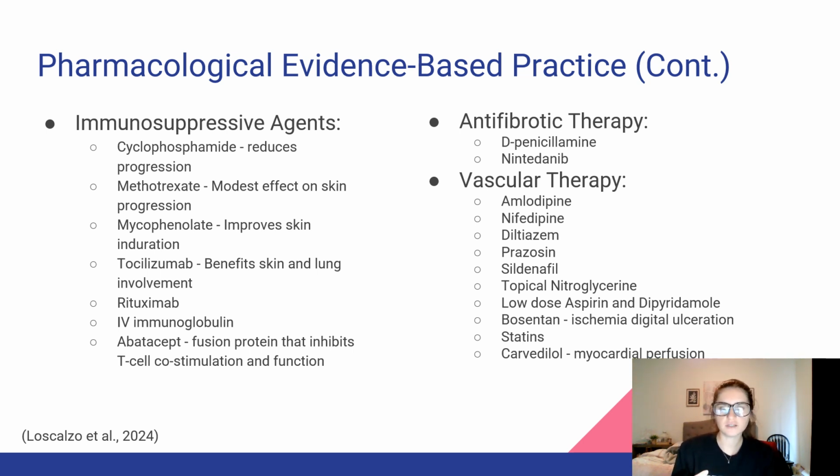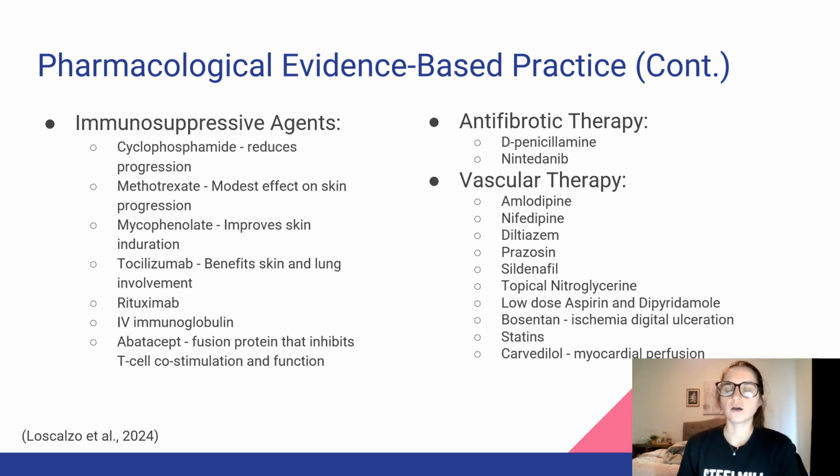But for the disease itself, to try to slow progression, immunosuppressive agents are often used. So you have your cyclophosphamide, you have your methotrexate, you have your mycophenolate. You can use tocilizumab, you can use rituximab, you can use IVIG or IV immunoglobulin, abatacept, which is a fusion protein that inhibits T cell co-stimulation and function.